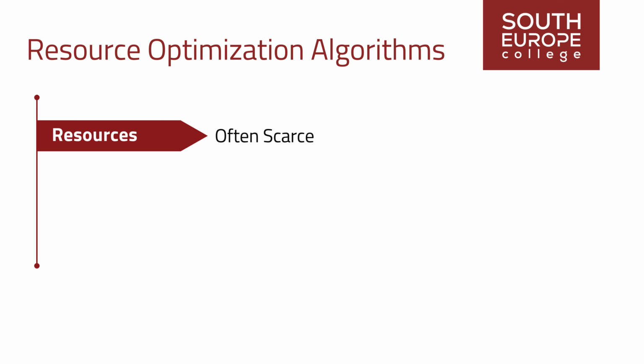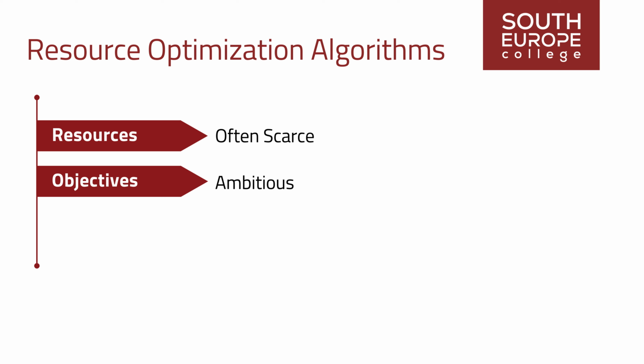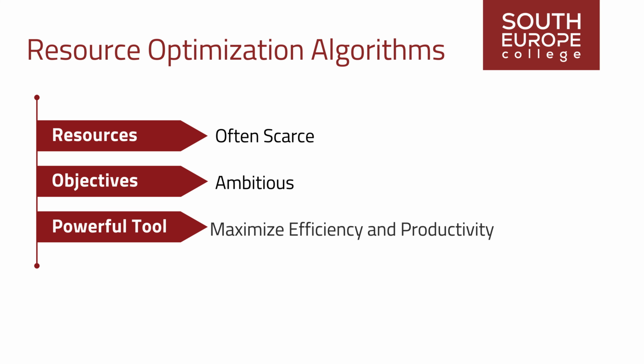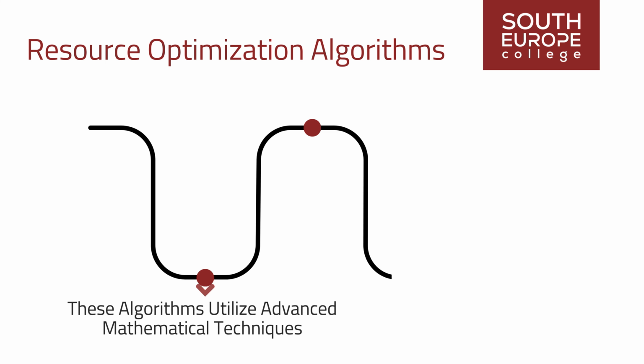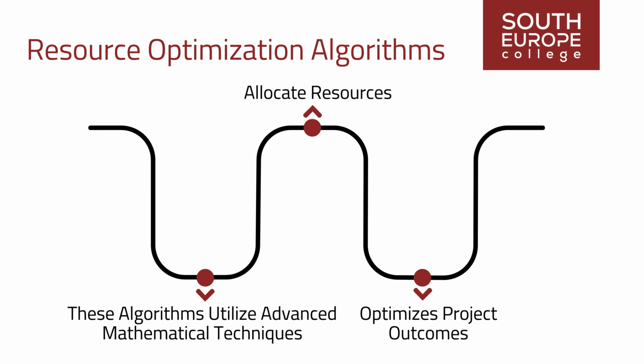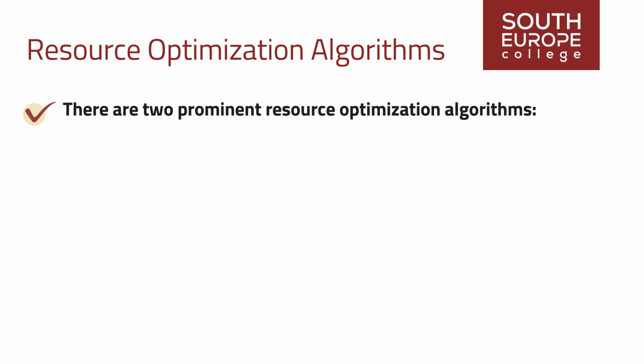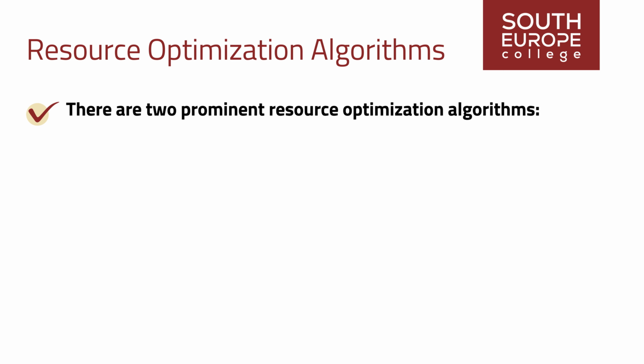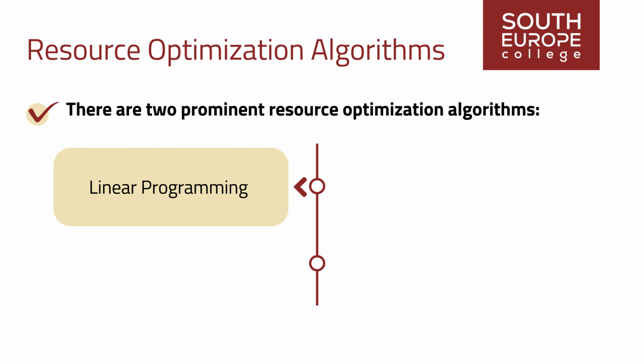Resources are often scarce, and project objectives are ambitious. The application of resource optimization algorithms has emerged as a powerful tool to maximize efficiency and productivity. These algorithms utilize advanced mathematical techniques to allocate resources that optimize project outcomes while adhering to various constraints and objectives. There are two prominent resource optimization algorithms: linear programming and genetic algorithms.